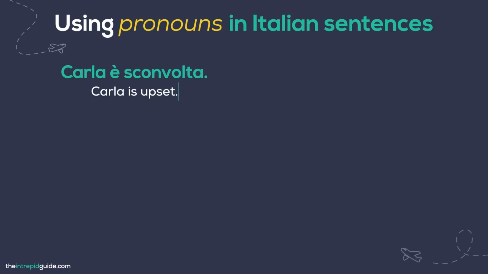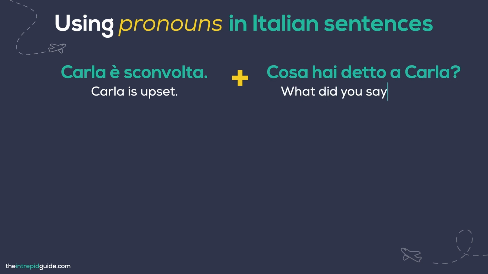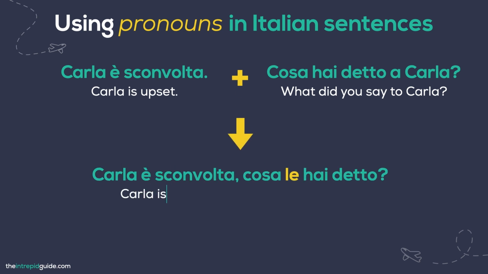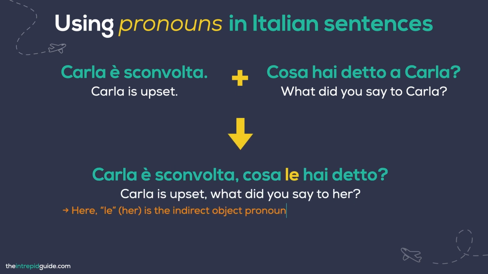Carla è sconvolta. Carla is upset. Cosa hai detto a Carla? What did you say to Carla? If you combine these two sentences, you will get Carla è sconvolta. Cosa le hai detto? Carla is upset. What did you say to her? Here, le, meaning her, is the indirect object pronoun, replacing Carla.